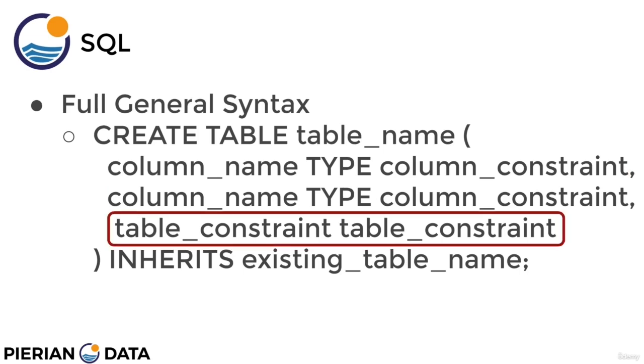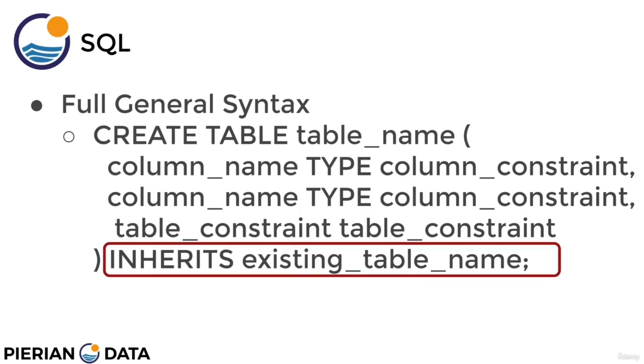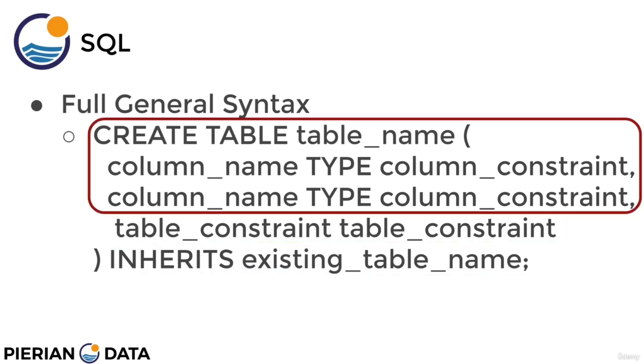Next, you add in any table level constraints that you want, so you can list off different table constraints, and we talked about those options in the constraints lecture. And then, in case you have some sort of relationship to another table, you can inherit from an existing table. Now we'll talk about things like table constraints and the inherits command later on. For now, I really just want to focus on creating the table and setting up your columns.